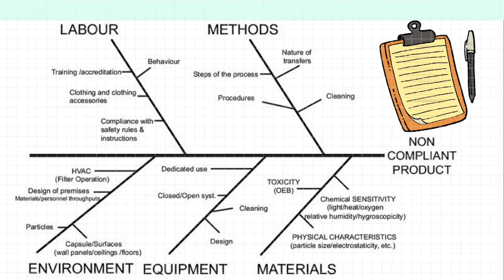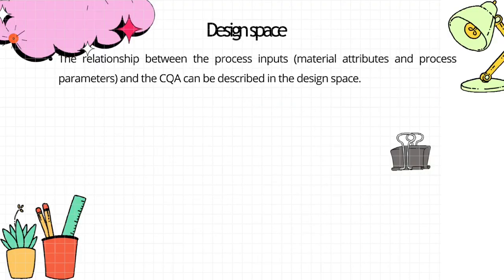So this is the model of the fishbone diagram. Here we see all the parameters like labor, methods, materials, equipment, and environment. Everything leads to a single effect. We will study this. Design space: the relationship between the process inputs and the CQA can be described in the design space.